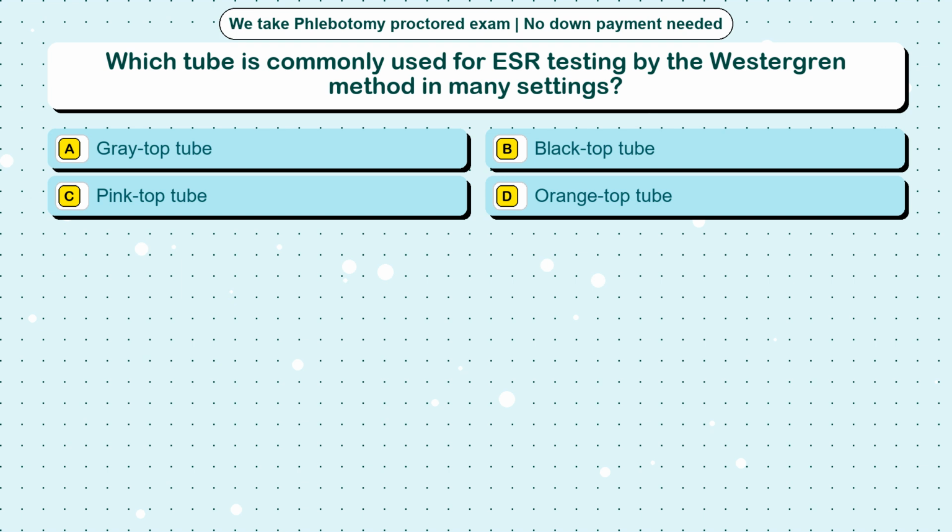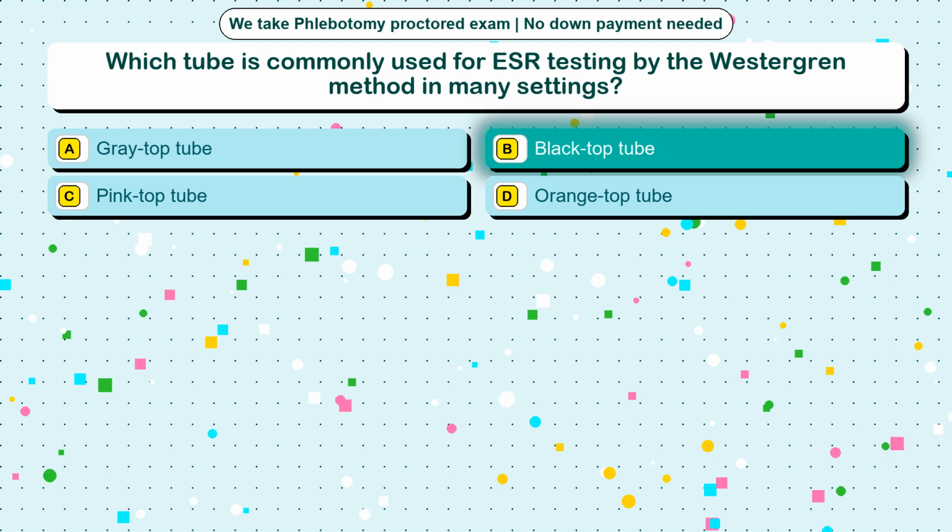Question 32. Which tube is commonly used for ESR testing by the Westergren method in many settings? Option A, gray top tube. Option B, black top tube. Option C, pink top tube. Option D, orange top tube. The correct answer is option B, black top tube.